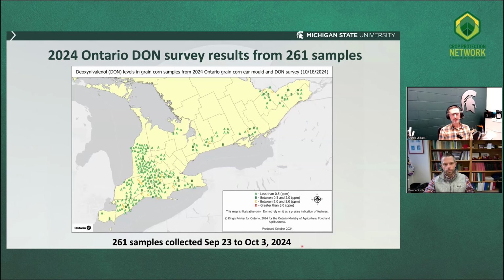I pulled this slide in too because I just thought it's a really neat thing that Ontario does. During the end of September every year, they go and collect ear samples from across the province and then test them for mycotoxins. So it's a really good heads up for them as to what mycotoxin levels they're expecting to see. And I found it really interesting to look at this over years.